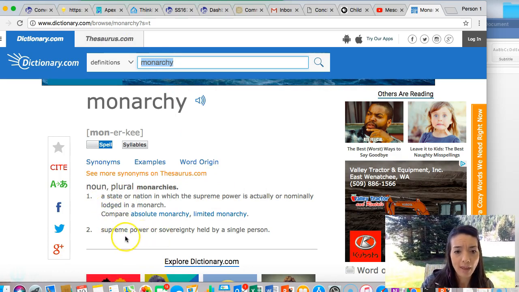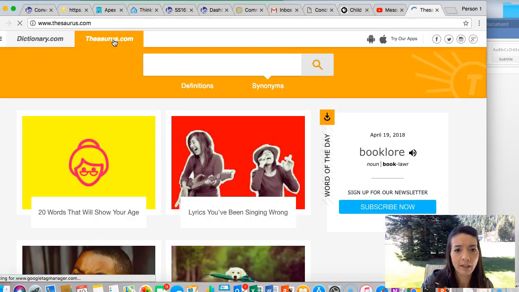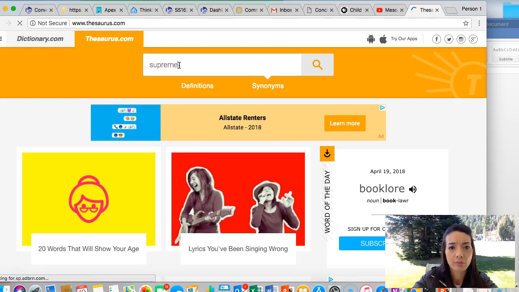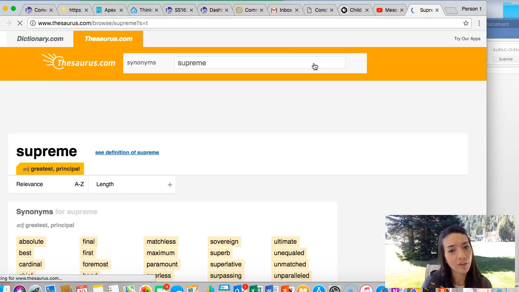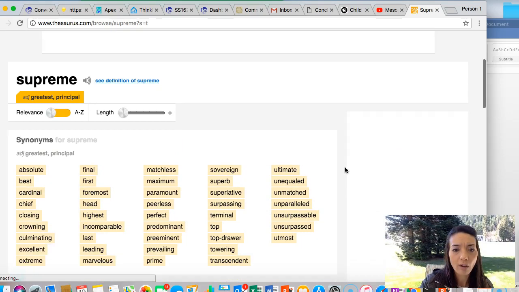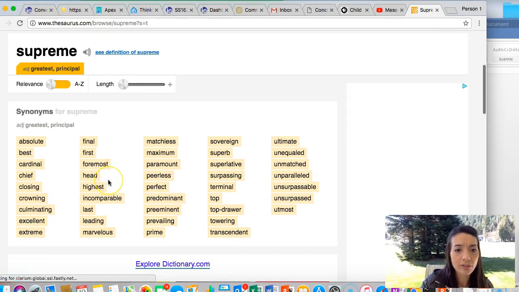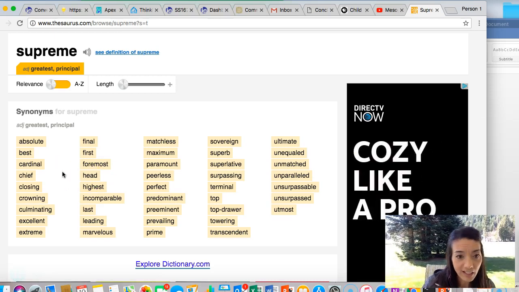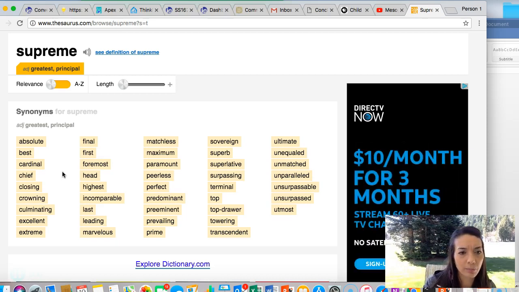So what I mean by that is, instead of using the word supreme, let's go to the thesaurus and type in supreme. Even though it's 6th grade, most of us are going to know what supreme means. You have a whole bunch of other words that more or less mean the same thing as supreme, and you could use this in your own words in that column instead of the word supreme.